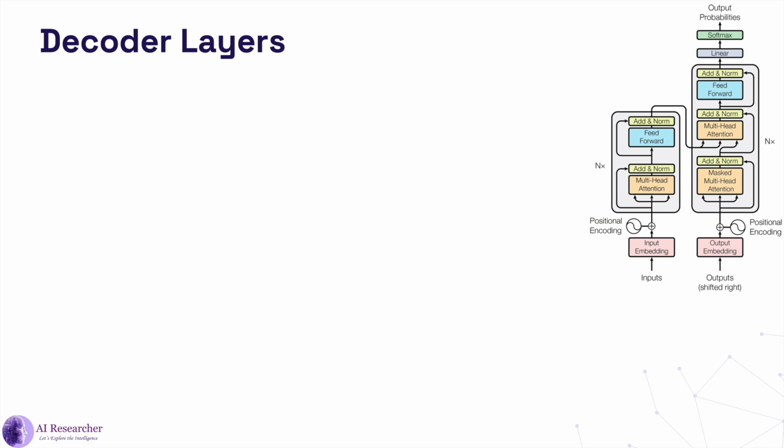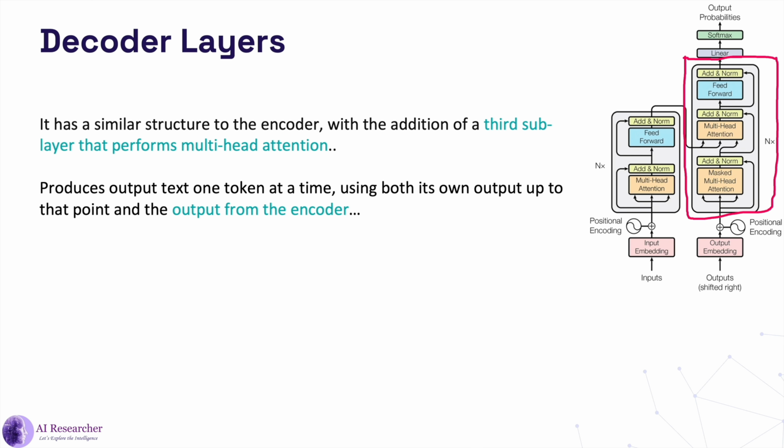Now we will see the decoder part of the transformer. The decoder also consists of layers that mainly focus on generating the translated output step by step. The decoder generates the translated sentence in Spanish one word at a time. It has a similar structure to the encoder, but with the addition of a third sublayer that performs multi-head attention over the encoder's output. So each layer in the decoder uses both self-attention to look at previous words in the output and encoder-decoder attention to focus on the relevant parts of the input sentence.